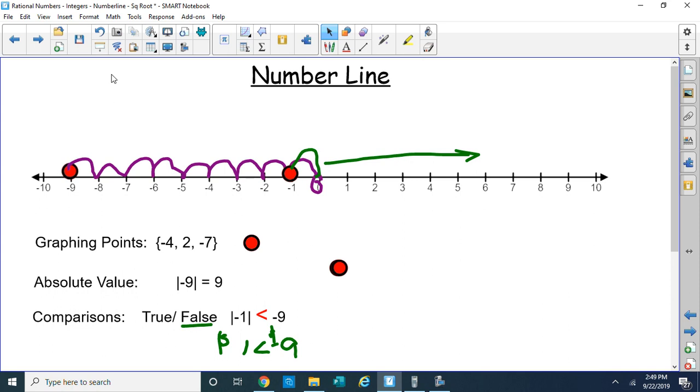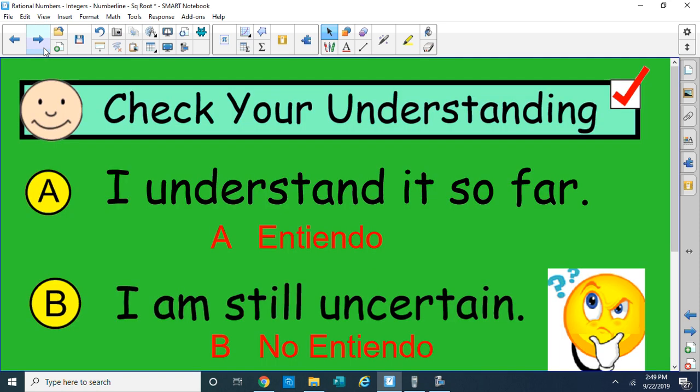So that's our story about the number line. Check out my video on the number line to get more detail. Hope you understand what's going on. Write down your questions if you don't. Rewatch the video if you're uncertain, and if you understand so far, great.